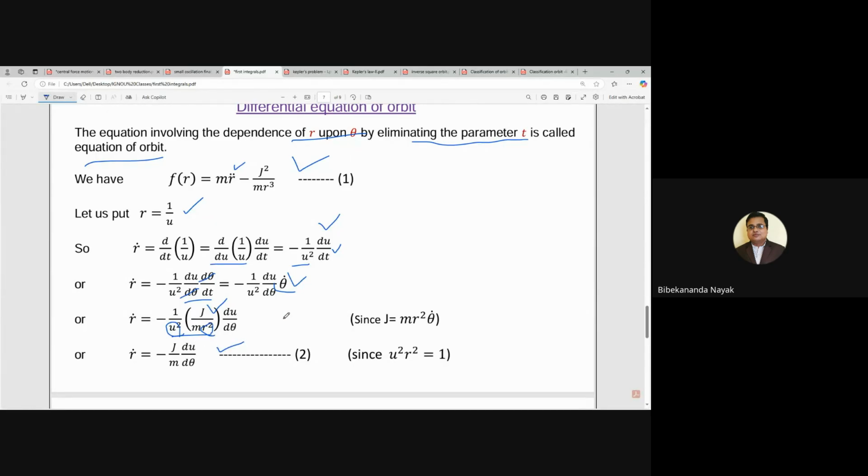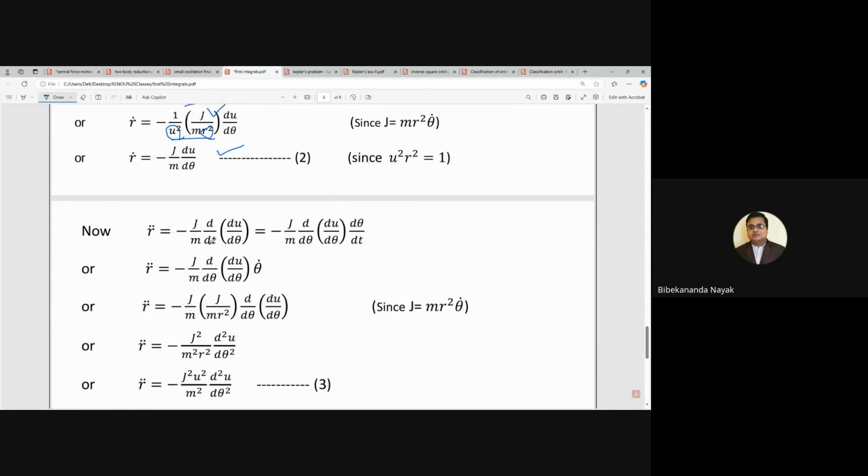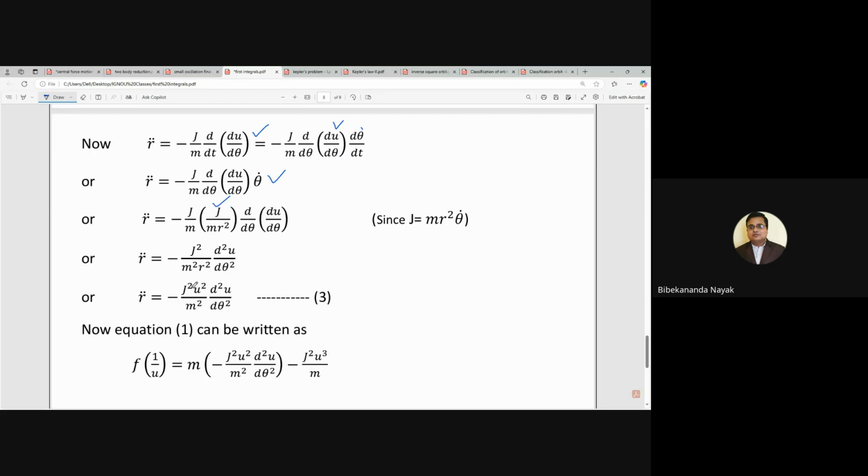Okay. Now t is removed, only u and theta remain. Other things are constant. Then go for the r double derivative. So I take its derivative again with respect to t, minus j by m constant, so d by dt of du by d theta. Again use the chain rule: d by d theta of du by d theta into d theta by dt. For d theta by dt, theta dot, put j by m r square. So finally I found r double dot is equal to minus j square u square by m square into d square u by d theta square.